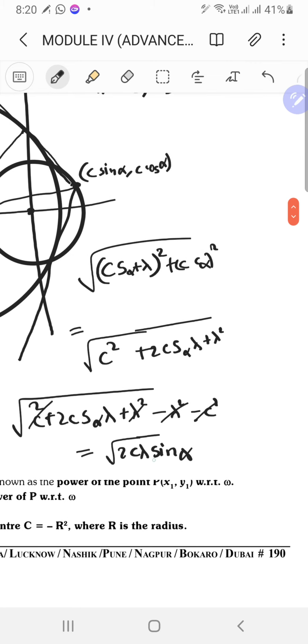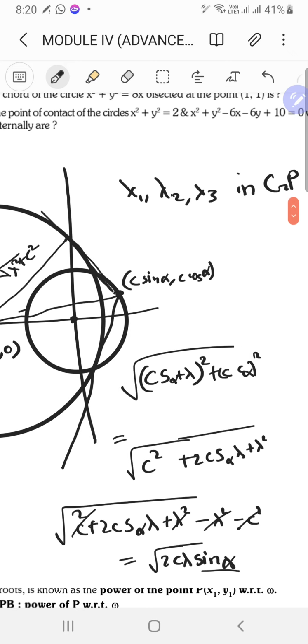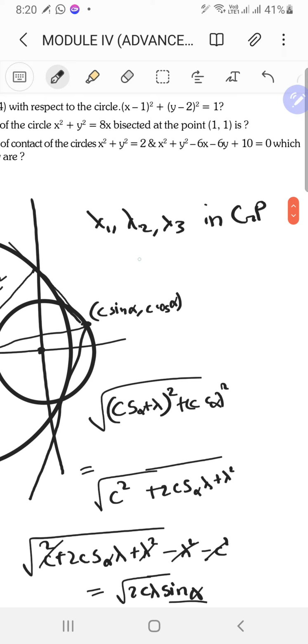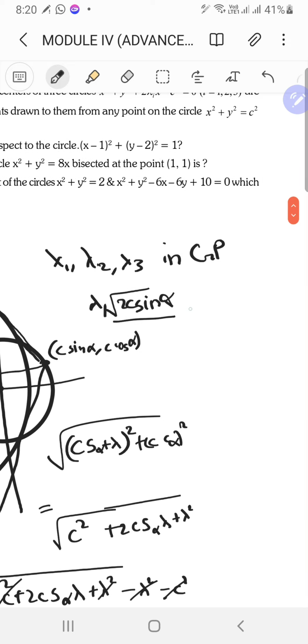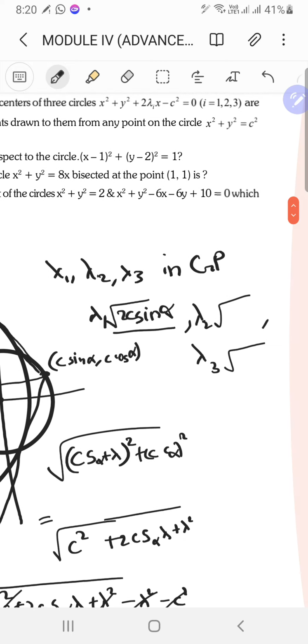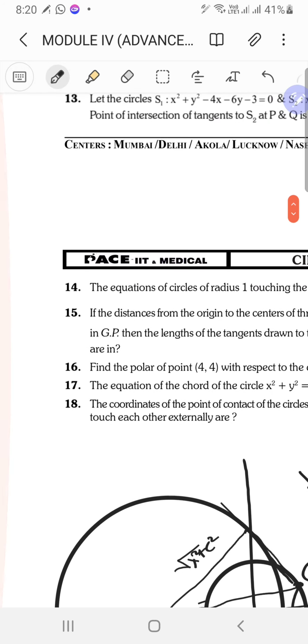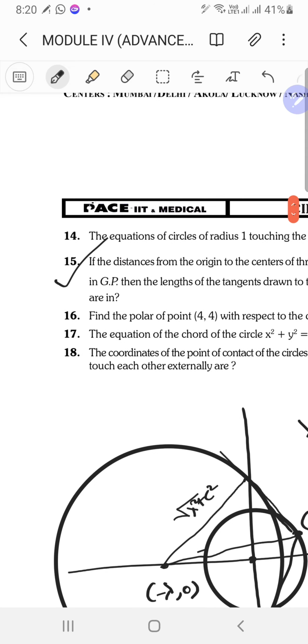Because sine alpha and c are fixed quantities now, we can just write it like this: lambda times the square root of 2c sine alpha. So this is a fixed quantity, so lambda 1 and this thing, then lambda 2 and the same thing, and lambda 3 and the same thing. Those are the lengths of the tangents, and guess what, they are obviously in GP. So much for so little. I just hate this 15th question. I mean, why did I put it like that?